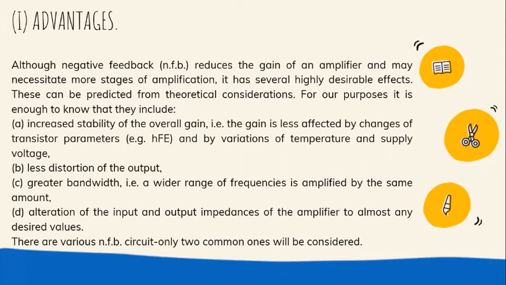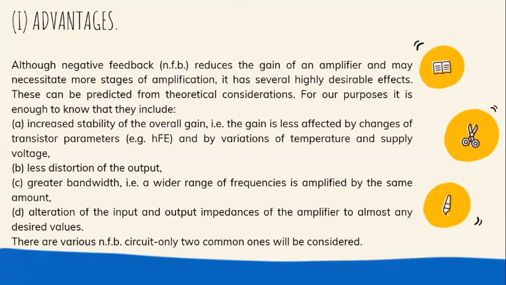the gain is less affected by change of transistor parameters and by variation of temperature and supply voltage; less distortion of the output; greater bandwidth, i.e., a wider range of frequencies is amplified by the same amount; and lastly, alteration of the input and output impedance of the amplifier to almost any desired values. There are various NFB circuits, only two common ones will be considered.